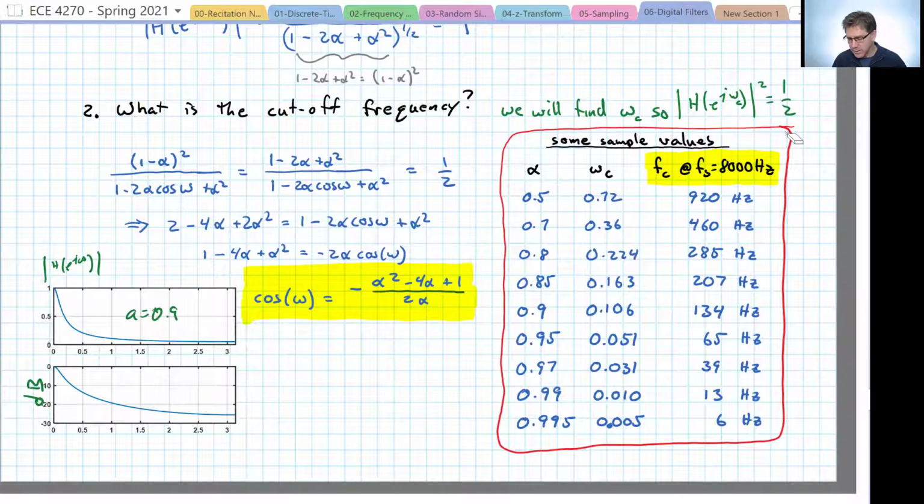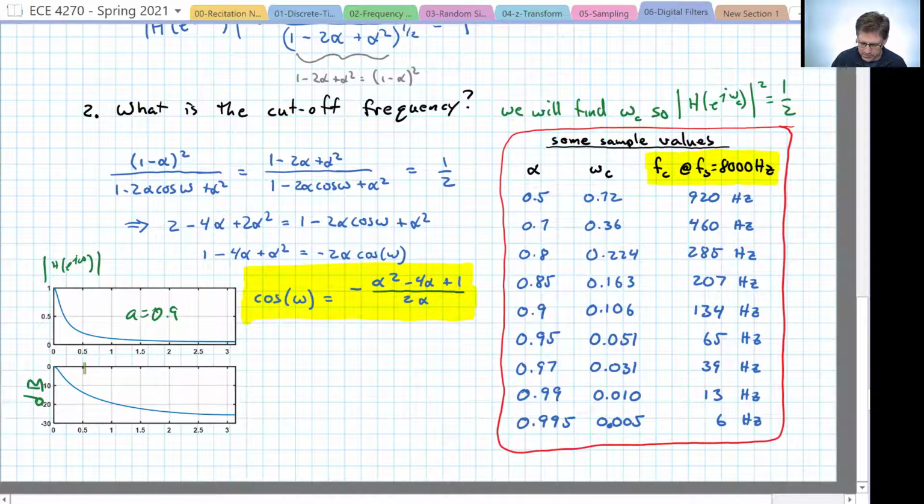So if we had 0.5, we get a cutoff frequency of 920. Since the highest frequency we could expect would be 4,000, this is about a quarter band cutoff. It's not a very sharp cutoff, but it's about a quarter band cutoff. That's where the cutoff frequency is. Typically, I see these used down here in the 0.9s. So for example, if we do 0.97, we have a 39 hertz cutoff. If you want it to be really, really tight, 0.995 will get you a 6 hertz cutoff.